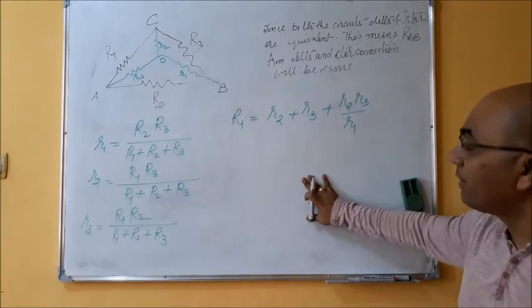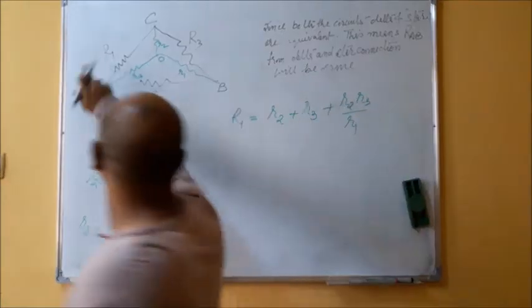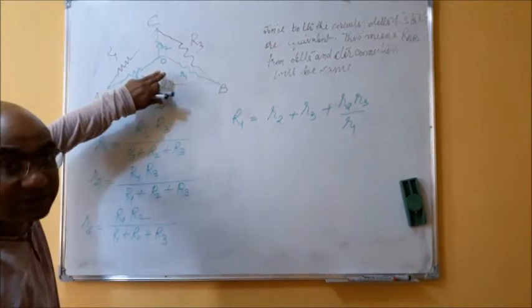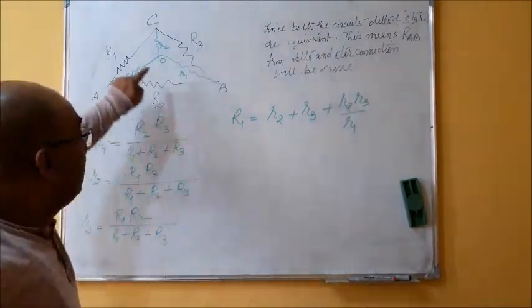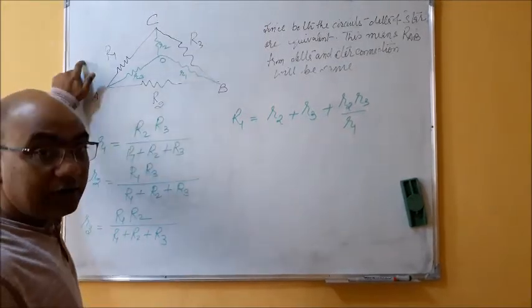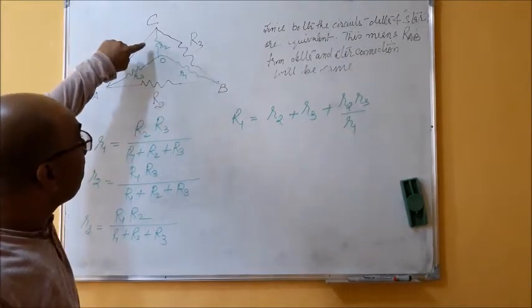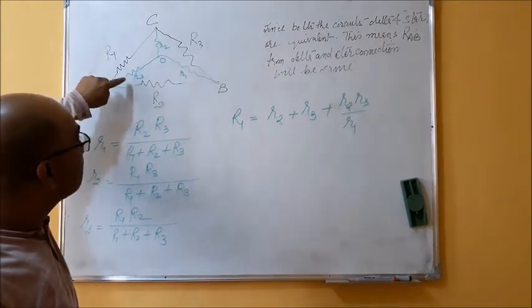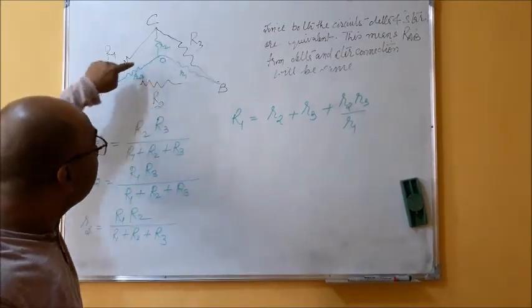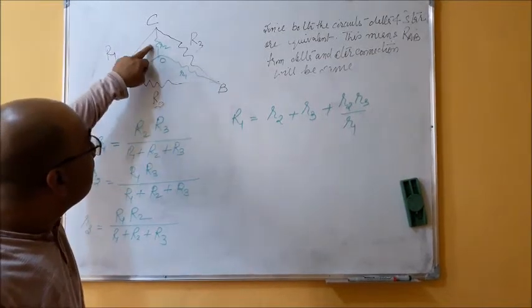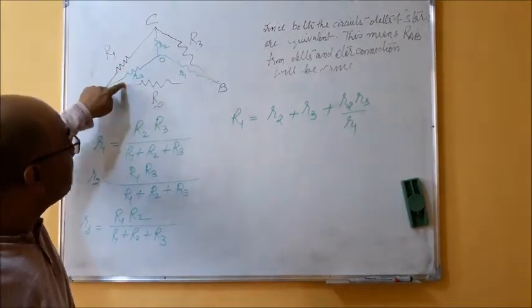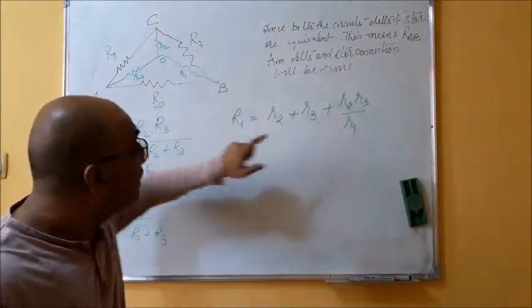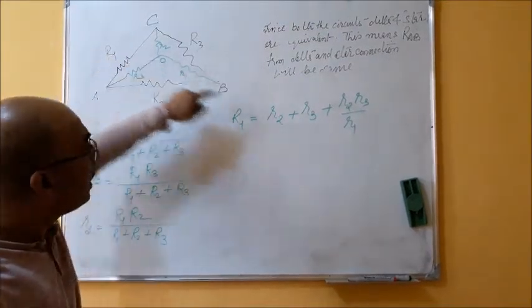So how can we remember this? If you want this value, like you have a star, and from this star you want delta. So this R1 is connected with small r2 and small r3. So what you will do? This plus this plus this into this upon this. So this r2 plus r3 plus the multiplication of this and this, r2 r3, divided by the rest one, r1.